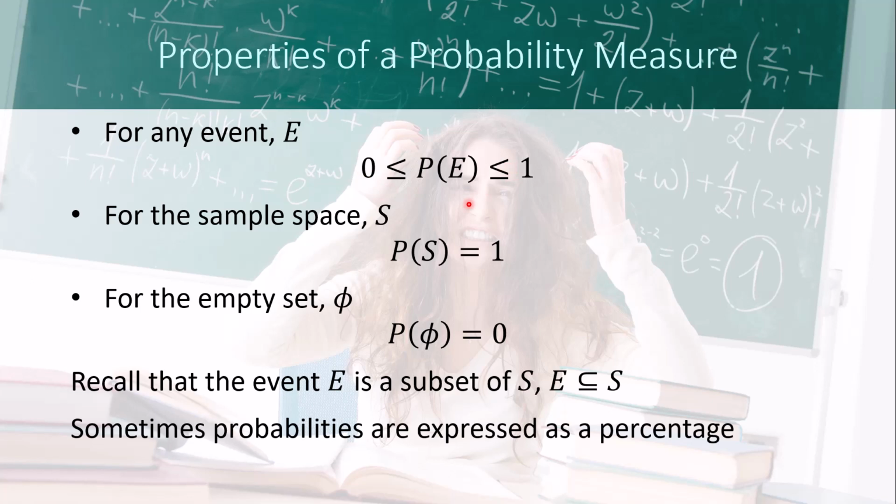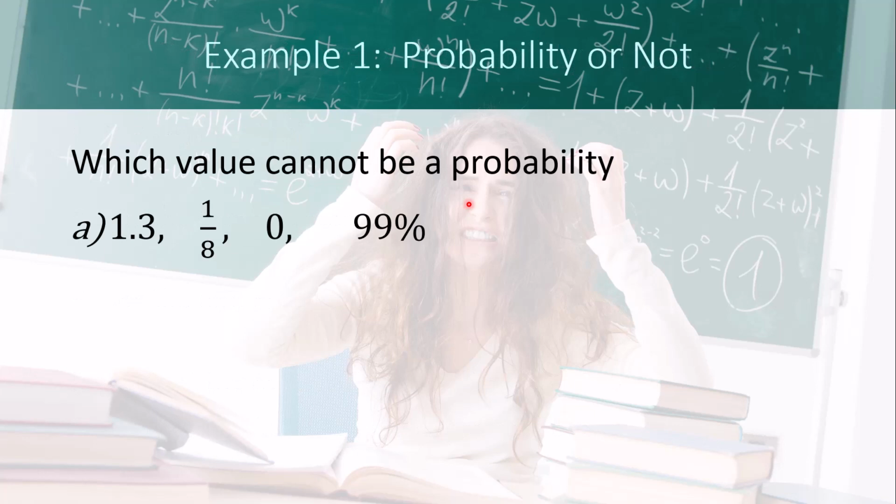Now, sometimes you'll see the probability expressed as a percentage, even in some of your homework. I am sort of tolerating that. Once again, the probability is a number between 0 and 1, and is typically not a percentage. But for the purpose of this course, we will also accept percentages. Now, one of the things that you're going to be tasked to do in this section is to identify which values cannot be a probability, which brings us to example 1.